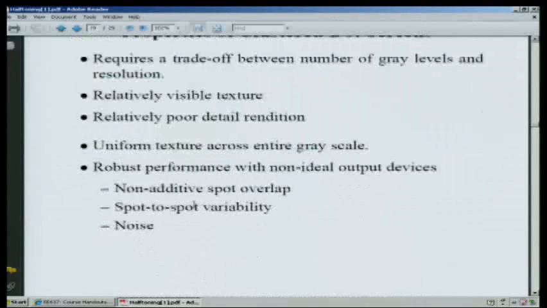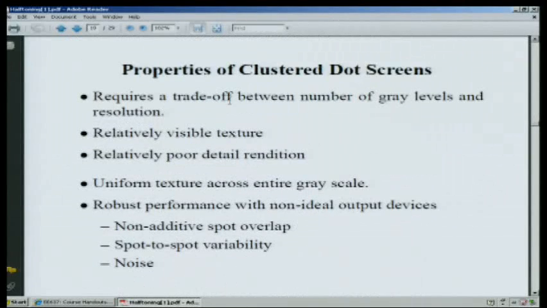Okay, now, properties of clustered dot screens. It requires a trade-off between the number of gray levels and the resolution, which isn't in general desirable. Relatively visible texture, because you're using a large macro dot, and relatively poor detail rendition. But one thing is that you get uniform texture across the entire grayscale, which we'll see later isn't always the case with all half-toning methods.